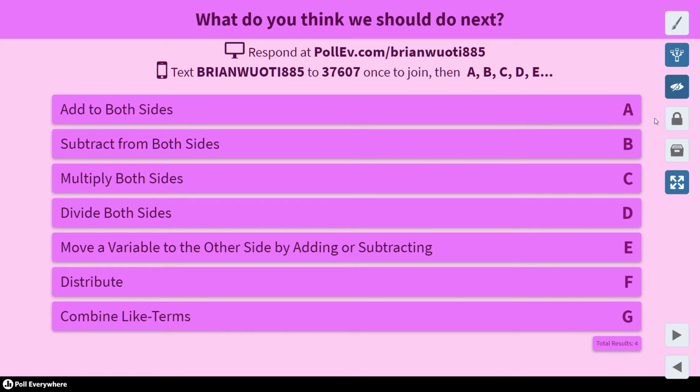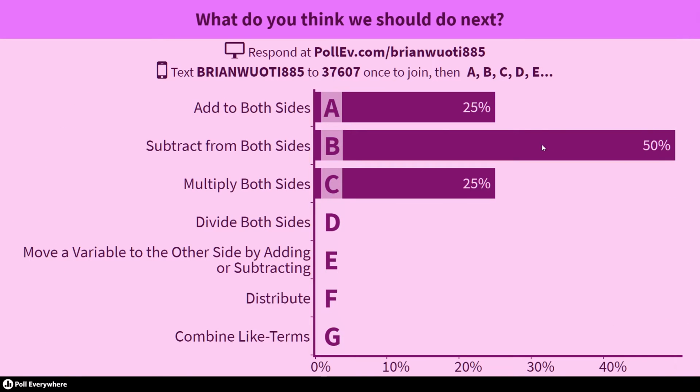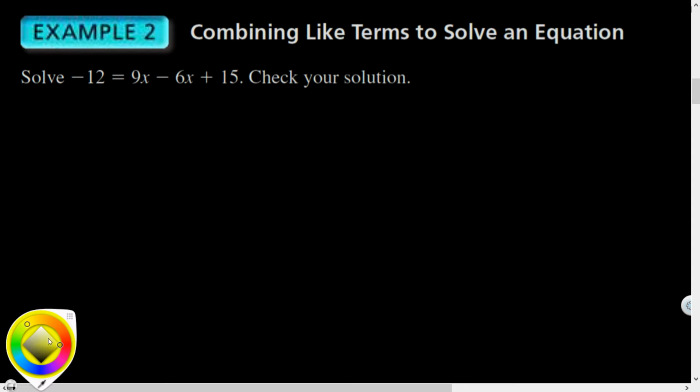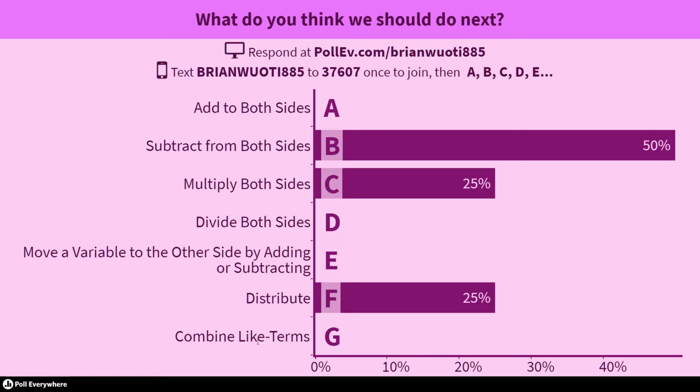Let's see what the audience is saying. We've got some disagreement. I heard add to both sides, subtract from both sides, multiply to both sides. I would argue none of those are the easiest first step. I'm going to combine some like terms first. Yeah, I had combine like terms was G.